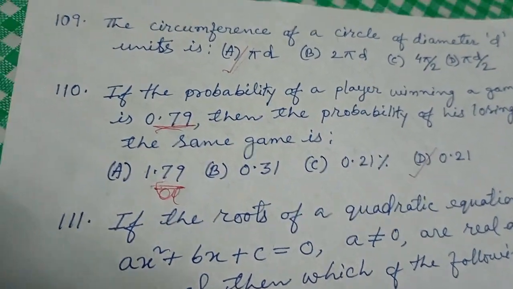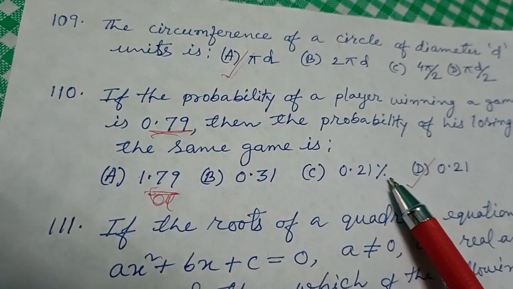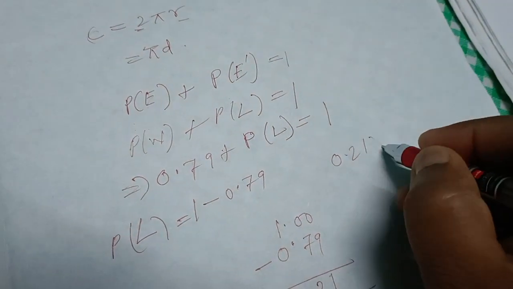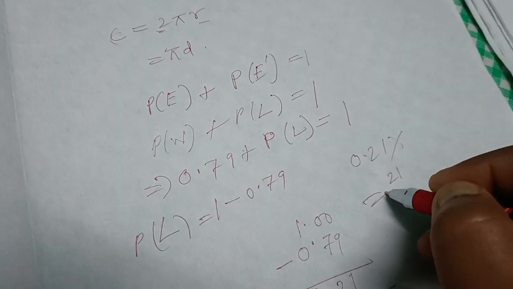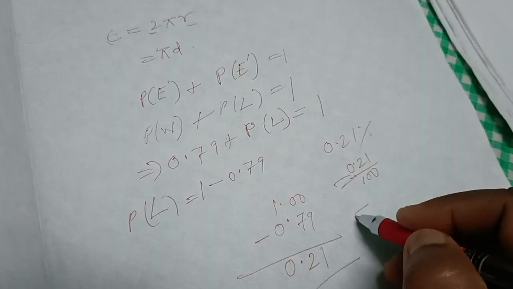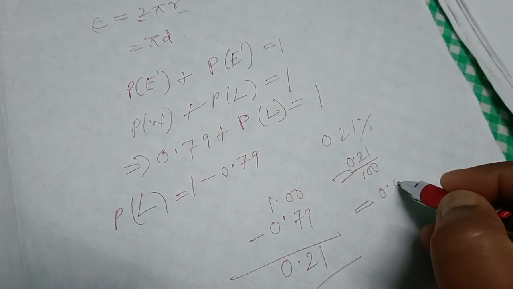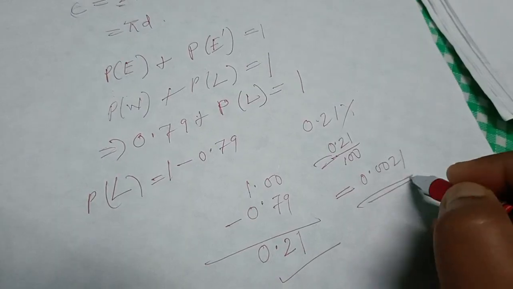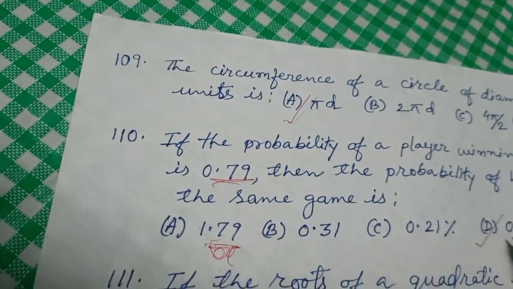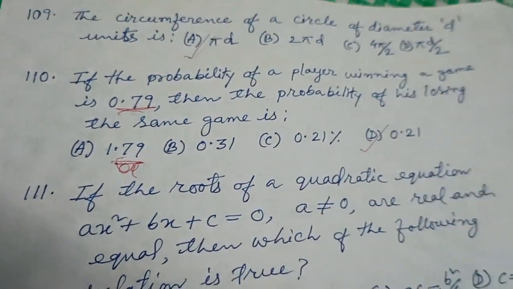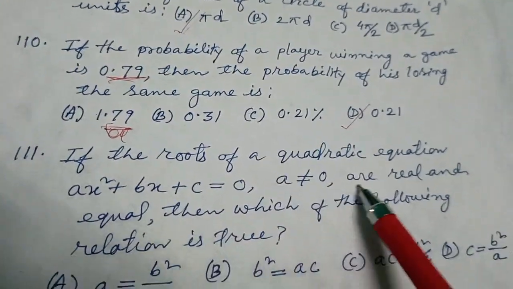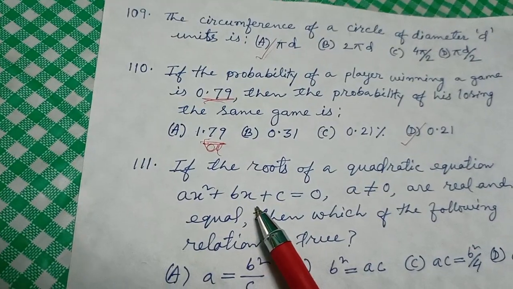So this should be your answer, because 0.21% is not correct. 0.21 percent means 0.21 by 100, and if you divide this by 100 you will get 0.0021. So that means this is not the answer. Clear? So don't be confused here. So that means 0.21 is your answer. Clear?